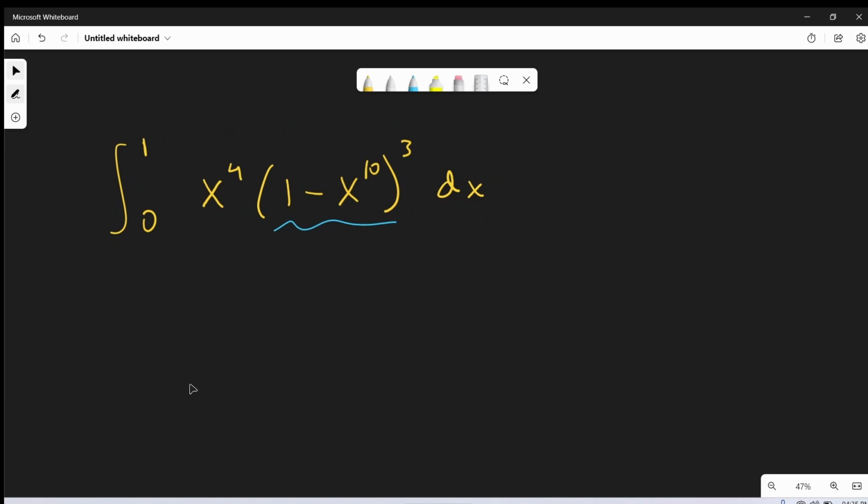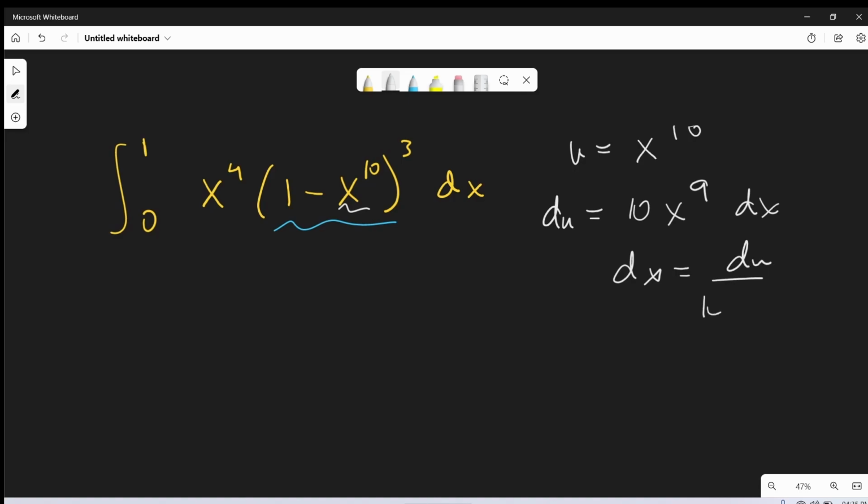Okay, so what I can do from here is use a u substitution. Our real problem is this x to the 10th. If I make my u equal x to the 10th, hopefully this works out into the form that we want. So let's see what happens when we take our derivative. We're going to have 10x to the 9th dx. I'm just going to solve for dx. So our dx is going to be du over 10x to the 9th.